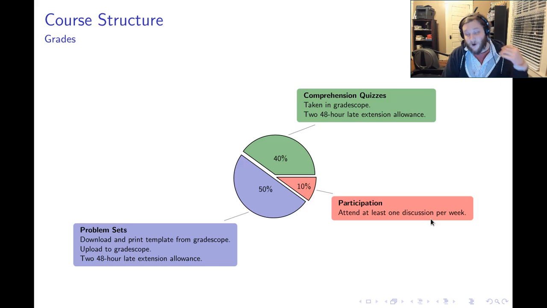Frankly, I think it's hard to be successful in the course if you're missing even that many. You really should be attending every single discussion in addition to office hours. So that is the requirement, even though I think the bar is probably a little too low there. You must attend at least one of your discussion meetings every week in order to get full participation credit.